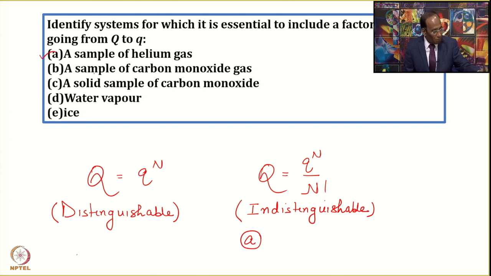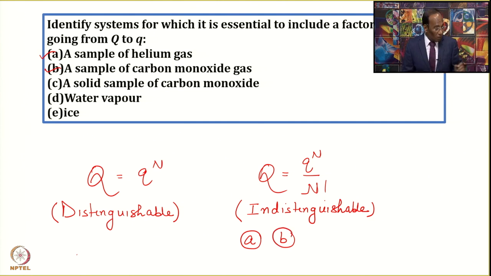Now, B, a sample of carbon monoxide. There are two atoms in this, carbon and oxygen, but it's one molecule, carbon monoxide gas. Again, in a gas, there are several carbon monoxide molecules. You cannot distinguish one carbon monoxide from the other. So once again here it is indistinguishable and you require a factor of 1 by N factorial. Therefore, B also will fall into this category.